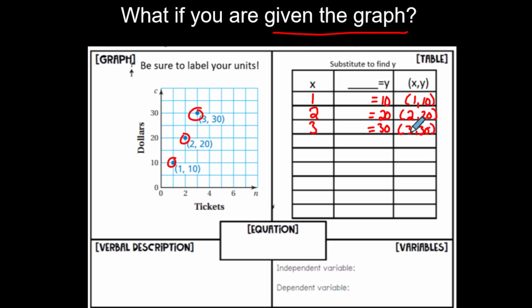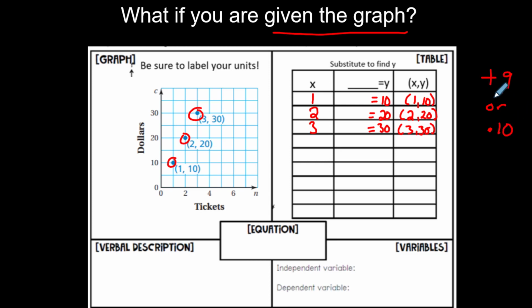Looking at this, I need to figure out what is the rule. This is my input number. When I put 1 in, what happens to turn it into 10? What is happening right here? Well, to me, there's two things that could happen. If I put 1 in and I get 10, I'm either adding 9 or I'm multiplying by 10. So I'm going to either add 9 or multiply by 10.